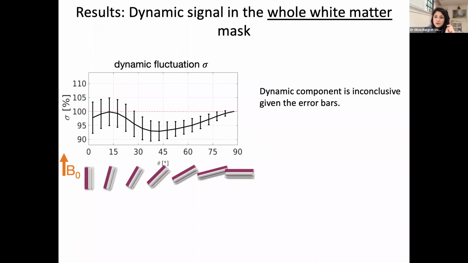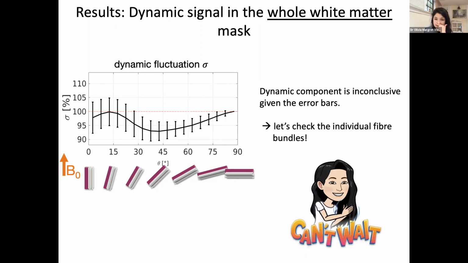Then in the next step, we plot the dynamic fluctuation of the white matter time series over the entire brain. And what we find here is that this dynamic component, so the BOLD fluctuation, has this funky biphasic behavior that is really inconclusive within the error bars. So I wouldn't say that there is any interpretable orientation effect in there. So let's check the results in the individual fiber bundles instead. Because remember, this is really pulling from the whole white matter.